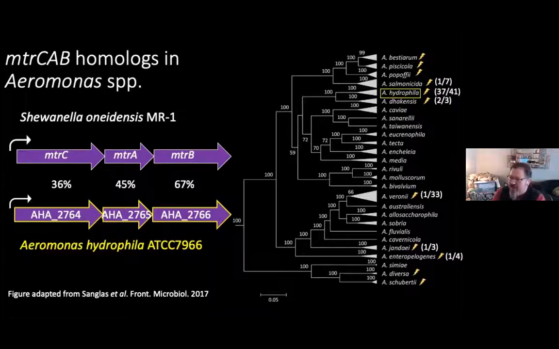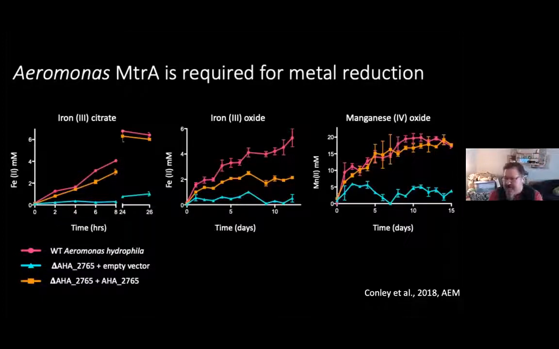This was our first hint that maybe this capacity might be moving around out in the environment. So let me show you a little bit of data to demonstrate that at least one of these genes is essential for the process of iron reduction. It's one thing to gaze at genomes and make predictions about what things might be doing, but it's always nice to demonstrate that the pathway really is required for the process that you think it's involved in. What I'm showing you here are metal reduction curves looking at iron citrate, a chelated form of iron 3, iron oxide in the middle, and manganese oxide on the right, where we quantify over time either iron 2 production or manganese 2 production.